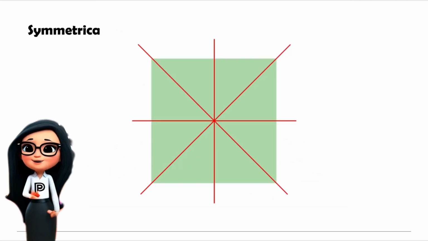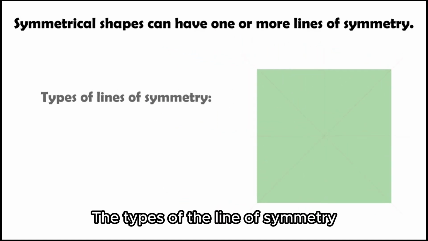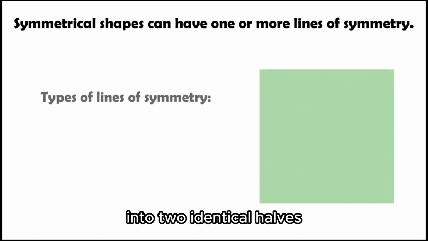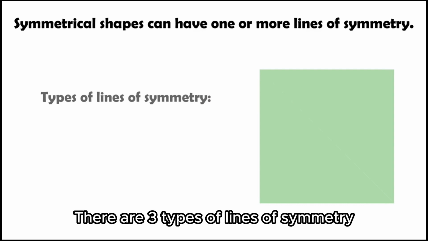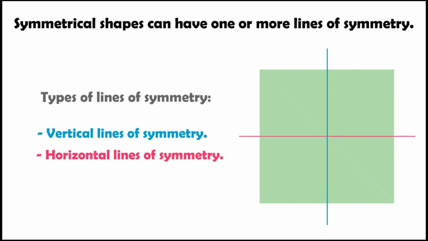To summarize, symmetrical shapes can have one or more lines of symmetry. The type of the line of symmetry depends on how the line splits the shape into two identical halves. There are three types of lines of symmetry: a vertical line, a horizontal line, and a diagonal line of symmetry.